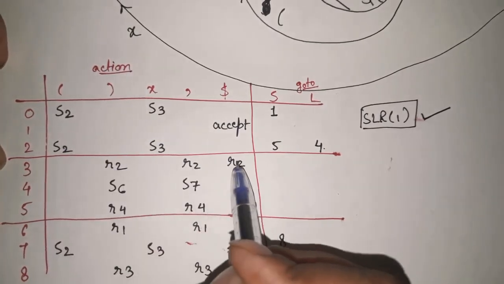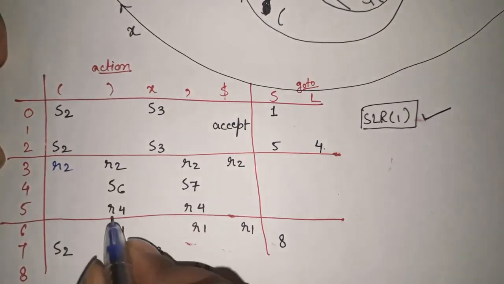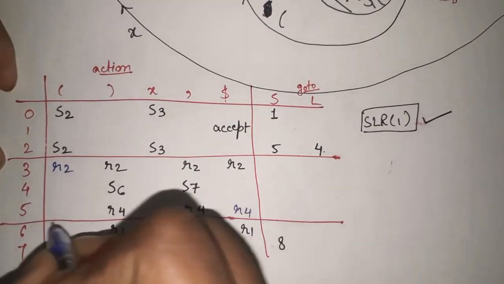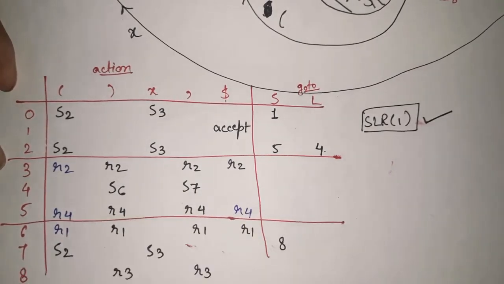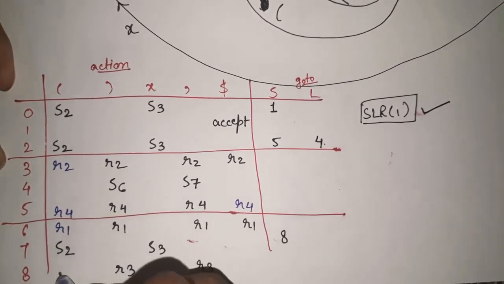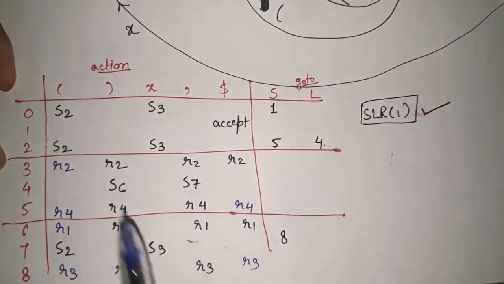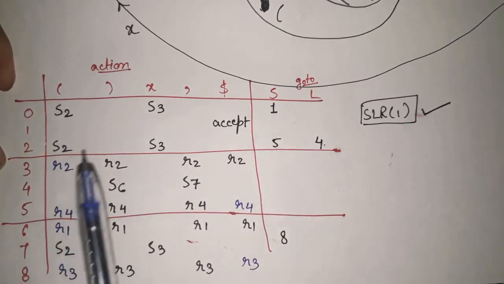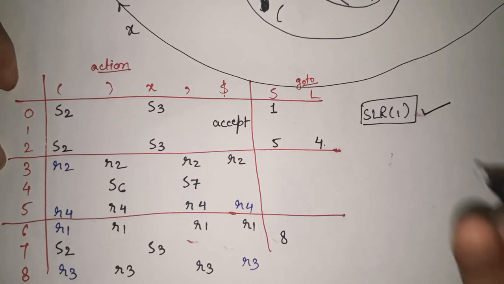See, this is the R2 reduction move. So this is remaining here. Here also we have to put R2. This is R4, so in these two remaining places also we have to put R4. And this is R1, here also I have to put R1. This is R3, so in these two places also I have to put R3. So yes, if you consider only the black part, this is my SLR1. If you consider the black plus blue part, this is my LR0 parsing table.